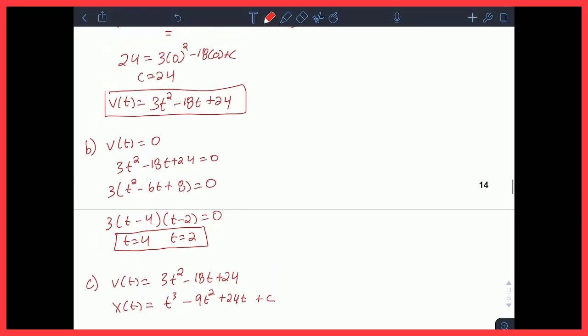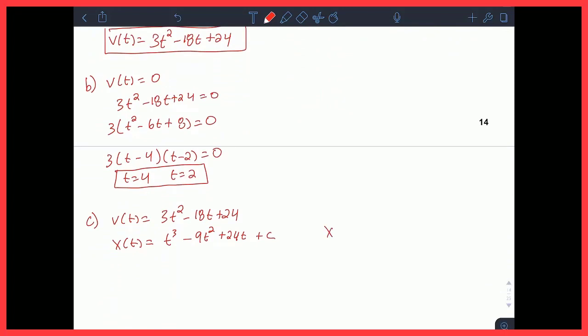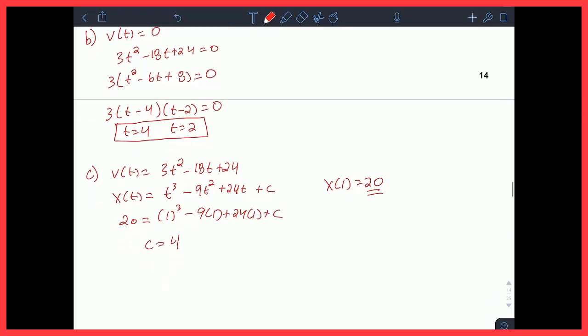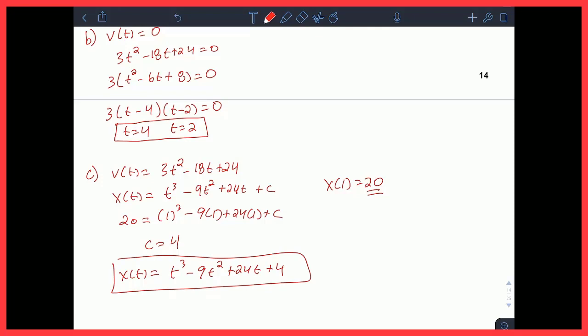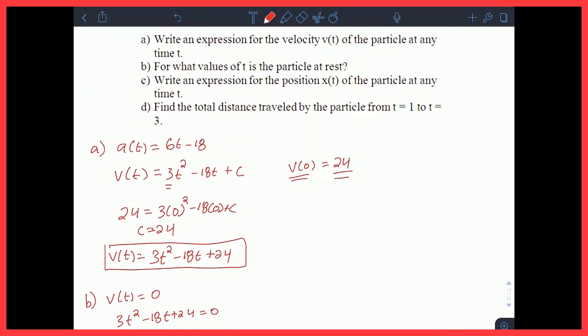I go up, I look at my initial condition. My initial condition is x of 1 equals 20. So that's what I need to use right here. So I plug 20 in for position, and I make t be 1. I solve for c, which would be 4. So that tells me the position is equal to t cubed minus 9t squared plus 24t plus 4. This is the only position function that has the acceleration provided and the initial condition of x of 1 equals 20.